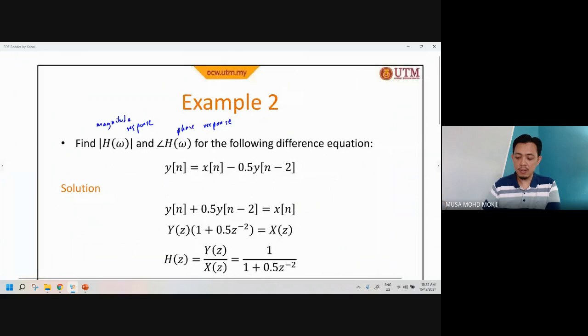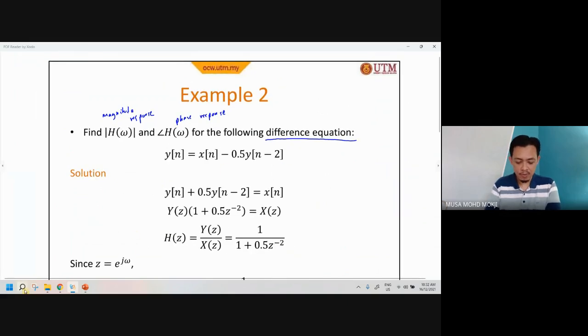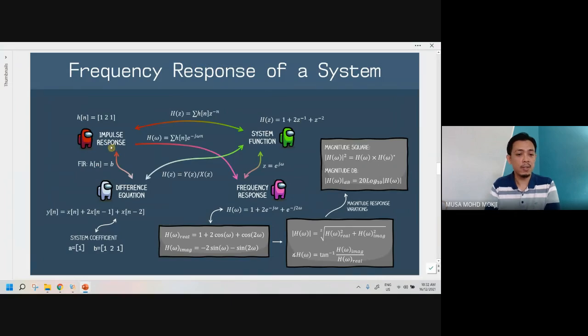And this is the difference equation. In example 1, what we had first was the impulse response. That's why we have this recap. You know that we have the impulse response, and we also have the difference equation. So questions and problems can start from any of these four. Maybe you are given the system function and then you need to solve something. Maybe you are given the frequency response and you need to solve something.